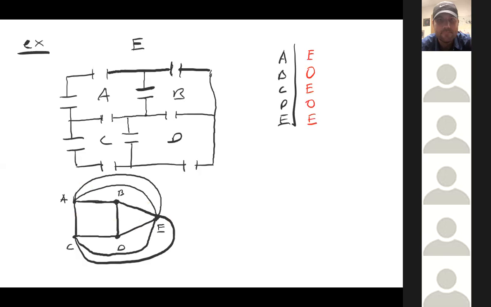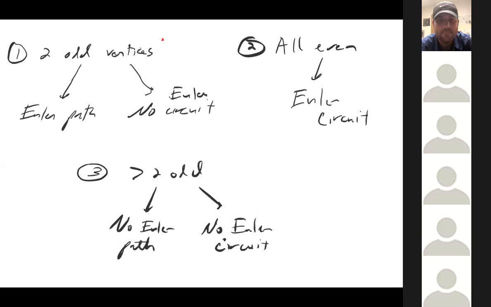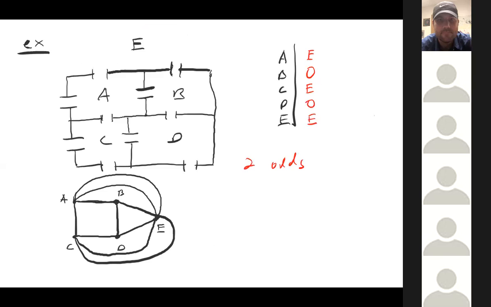Okay, so it looks like I have 2 odds. All right, so if I have 2 odds, going back to my thing, exactly 2 odds means I have an Euler path and no Euler circuit. Okay, getting back to my drawing, this means you guys were right. I have an Euler path.